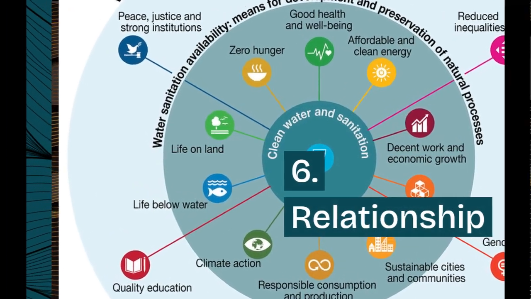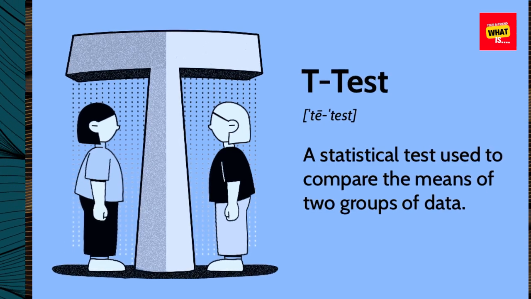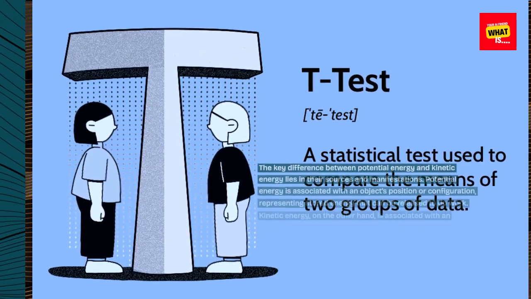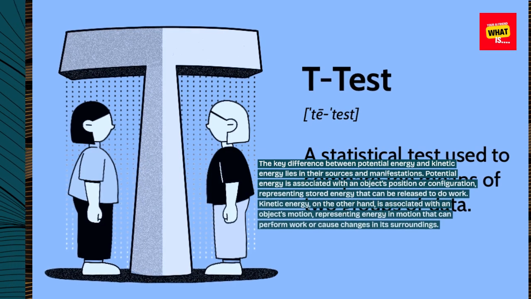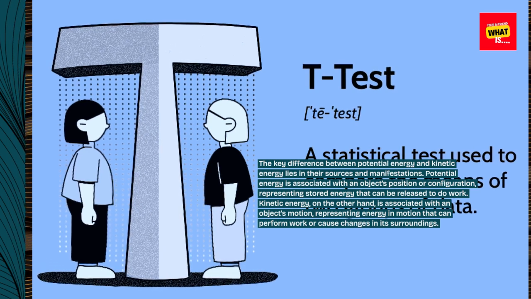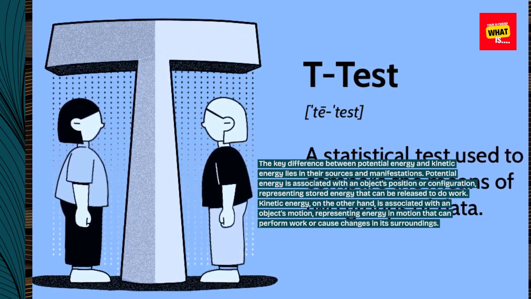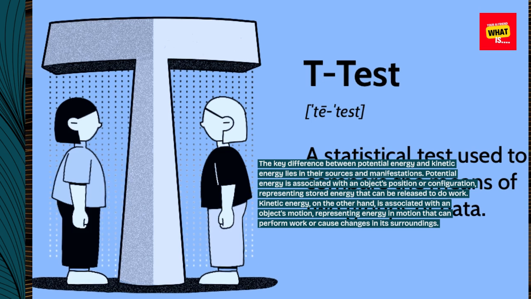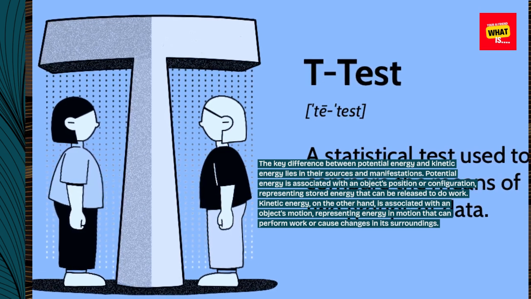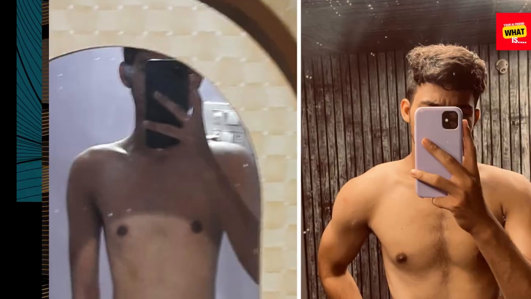6. Relationship. The key difference between potential energy and kinetic energy lies in their sources and manifestations. Potential energy is associated with an object's position or configuration, representing stored energy that can be released to do work. Kinetic energy, on the other hand, is associated with an object's motion, representing energy in motion that can perform work or cause changes in its surroundings.